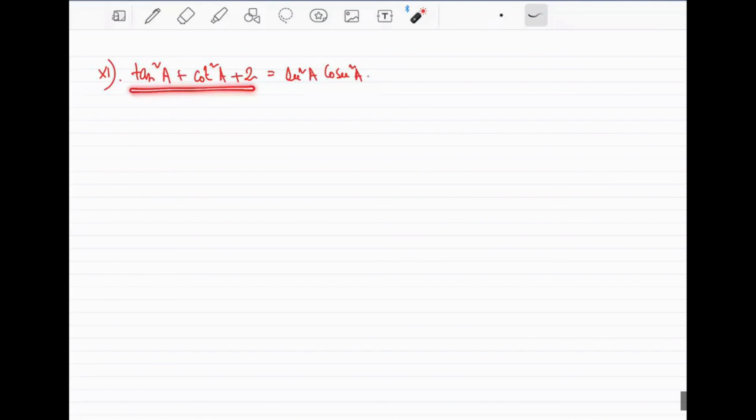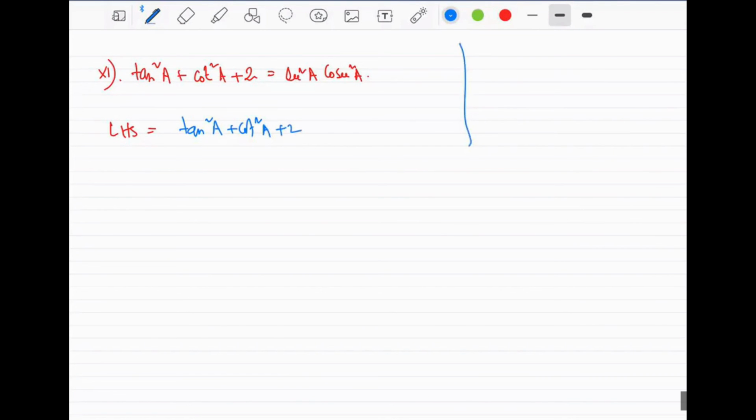We will start from the left hand side and try to obtain the right, which will lead up to Roman number 4. Simple, just write tan square a plus cot square a plus 2. The formula that we are going to use: sec square a minus tan square a is equal to 1.